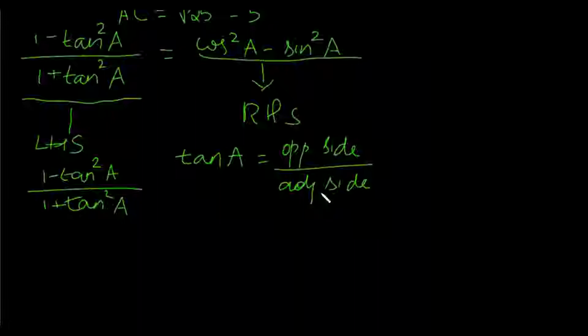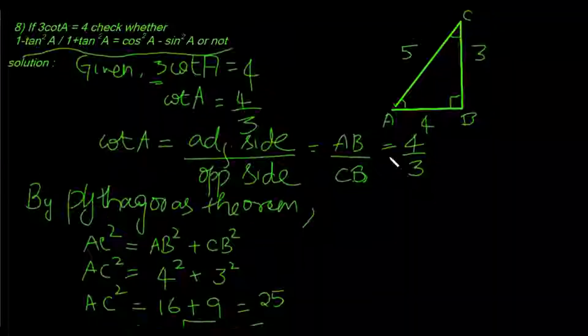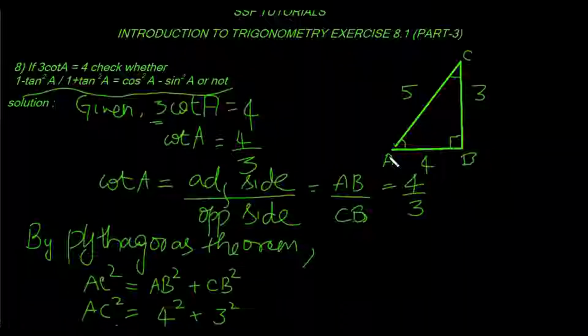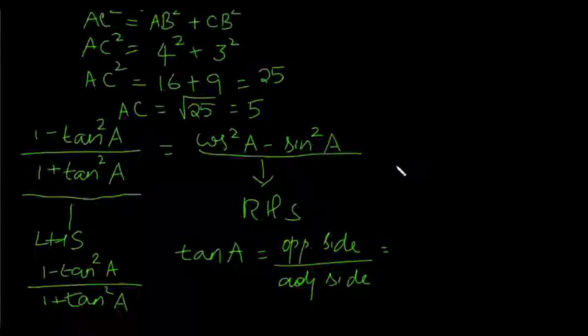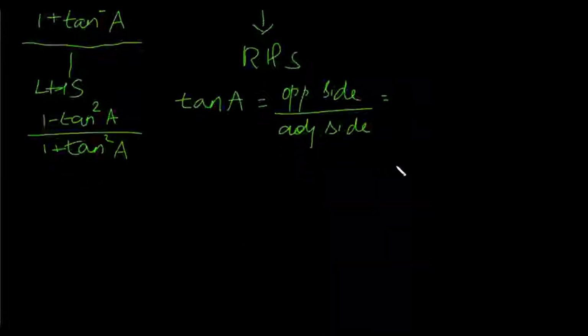So the opposite side in our diagram, let's see it. We are finding with respect to A, so the opposite side is going to be CB, which is this, and the adjacent side with respect to A is going to be AB. So we know. Now let's write it. That's going to be equal to BC divided by AB.